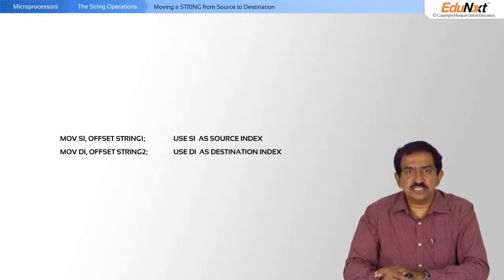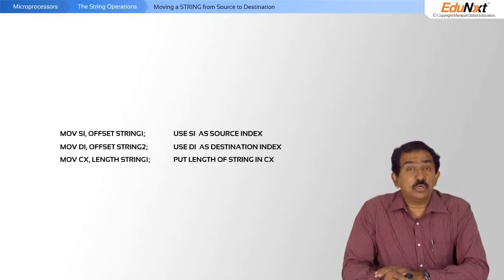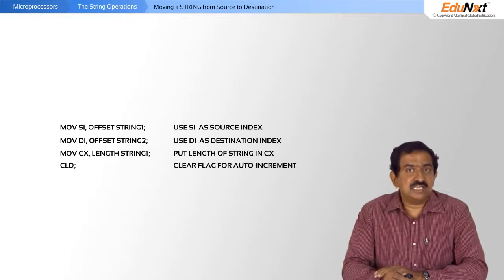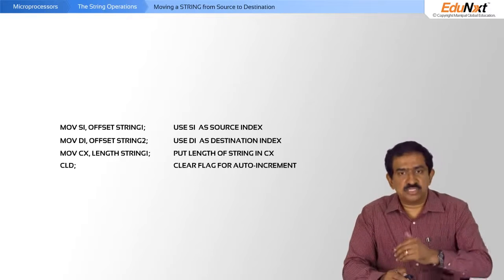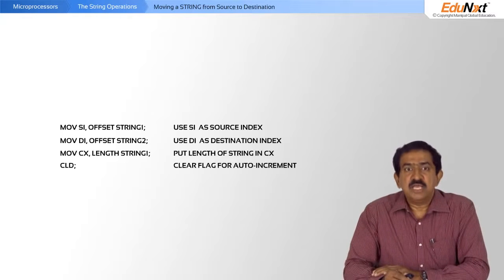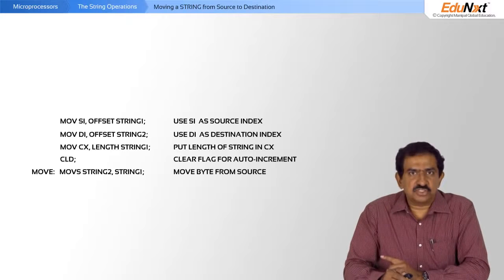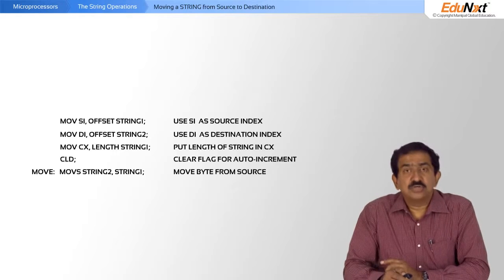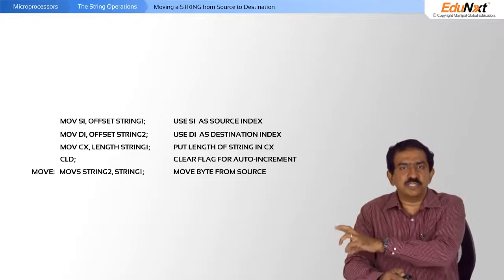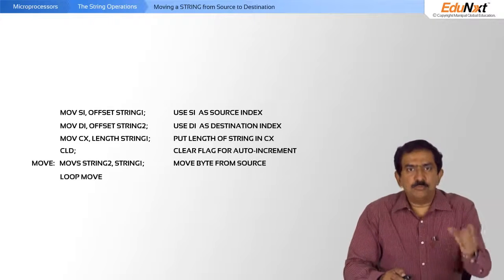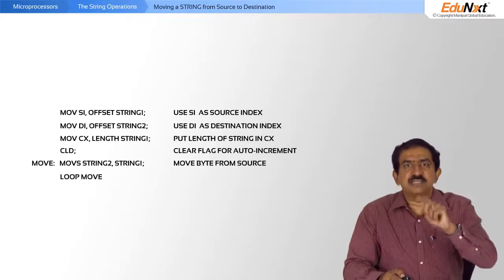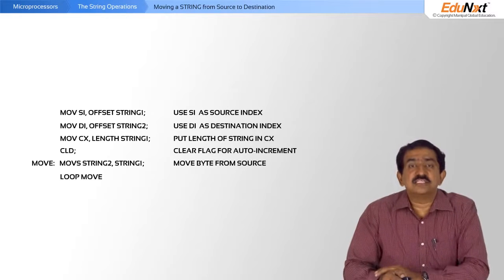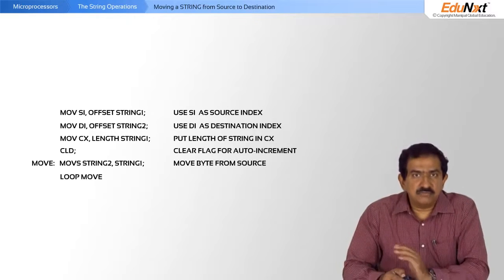If you were to use the string operation, you still have to initialize the source index, destination index, and the count. You would also have to clear the direction flag, CLD. That clears the direction flag, just to say that it is counting auto increment. And then you have one instruction followed by the loop. So MOVS string 1, string 2, which means basically move from string 1 into string 2, loop back in the direction set by CLD, and wait till CX is 0, and everything is done.